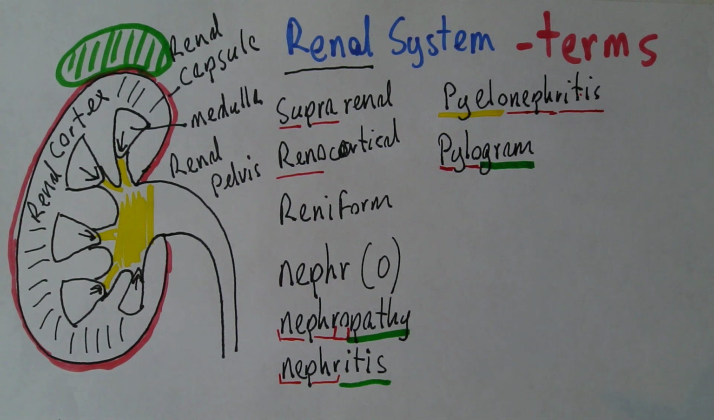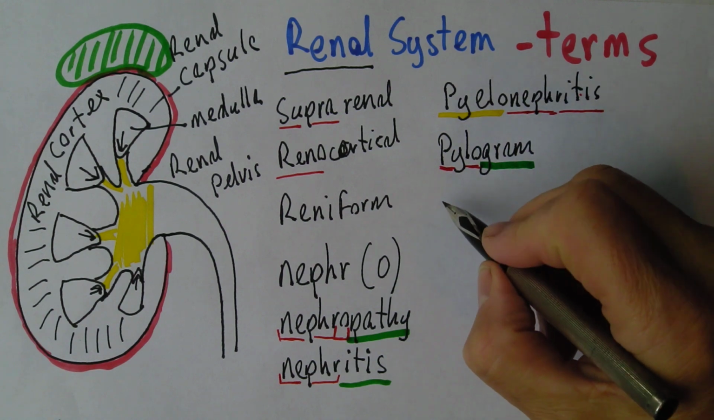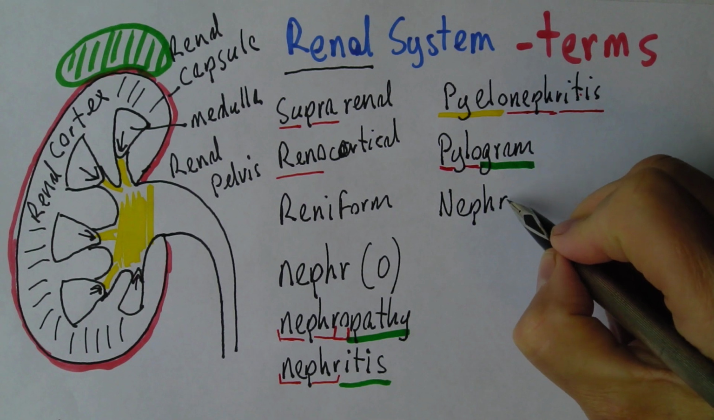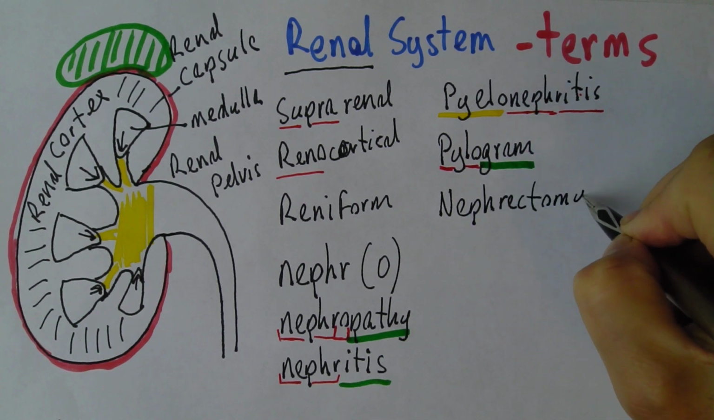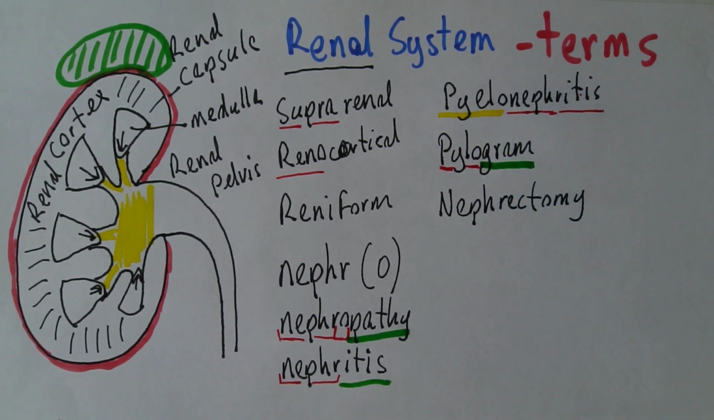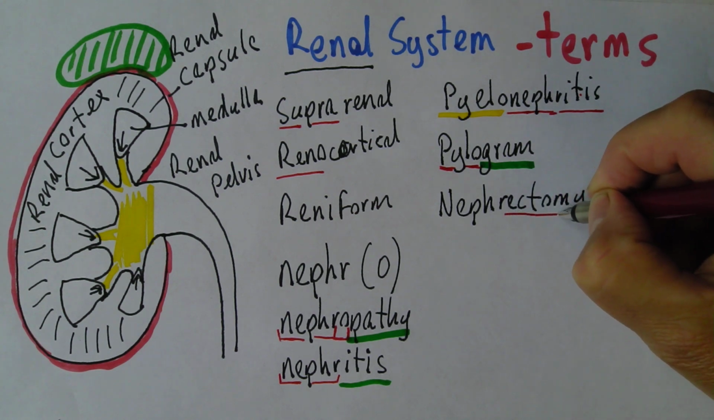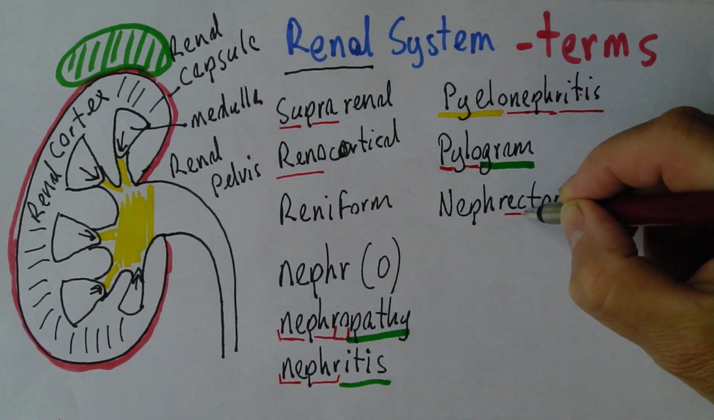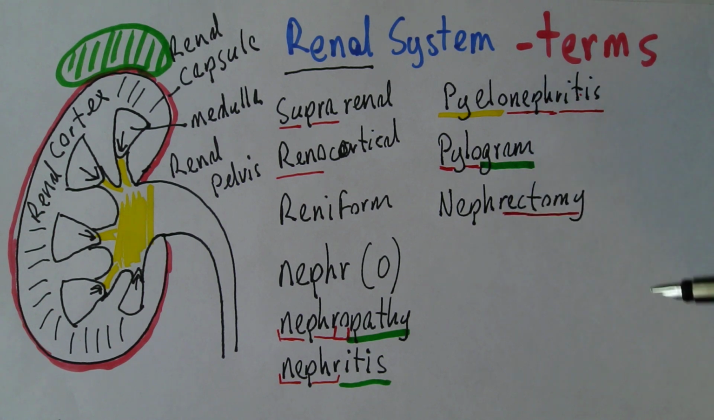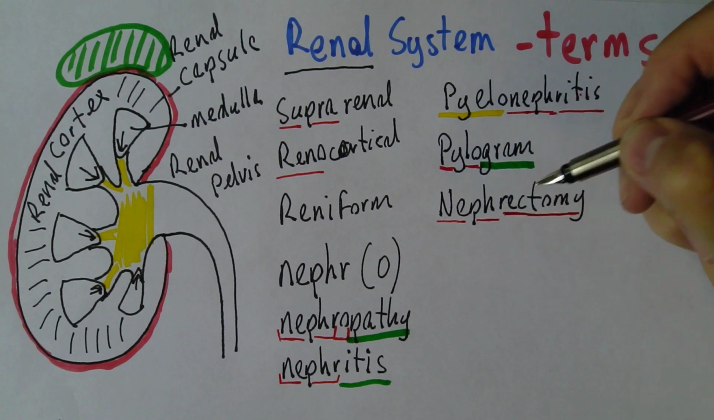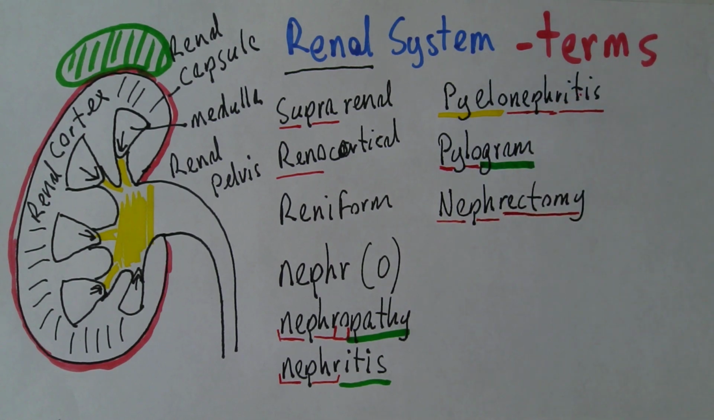Still with the neph prefix. Nephrectomy, still the kidney, but ectomy means removal of. So that would be when a surgeon removes a kidney. Neph, kidney, removal of. Nephrectomy.